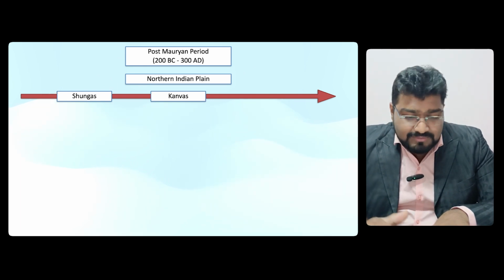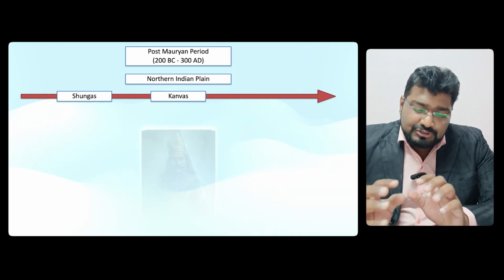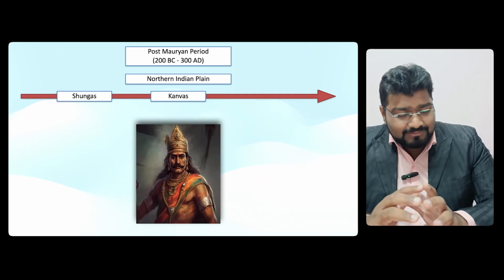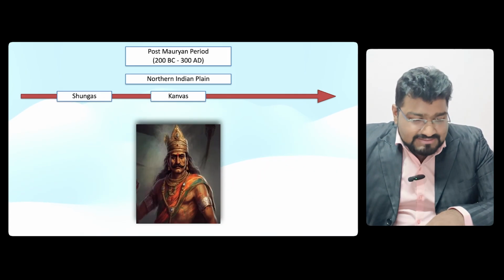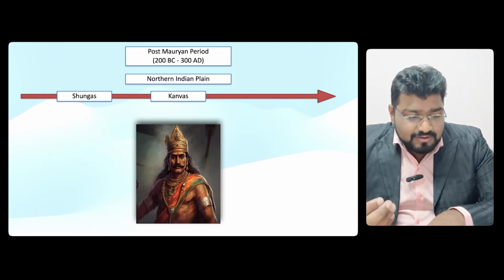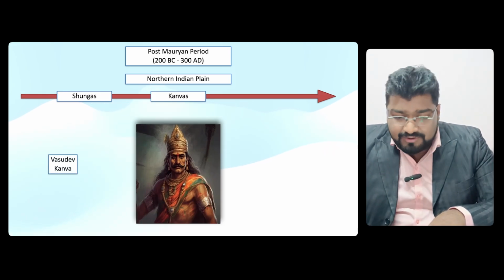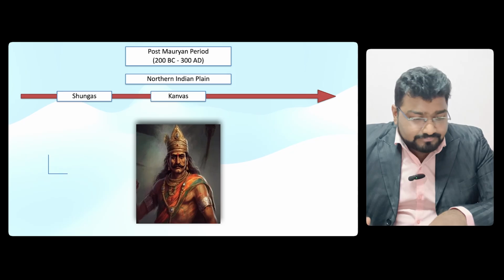After Shungas, Kanvas emerged. The Kanvas followed, short-lived but symbolic of the constant churn of power. So this is Vasudev Kanva, the first king of the Kanvas.